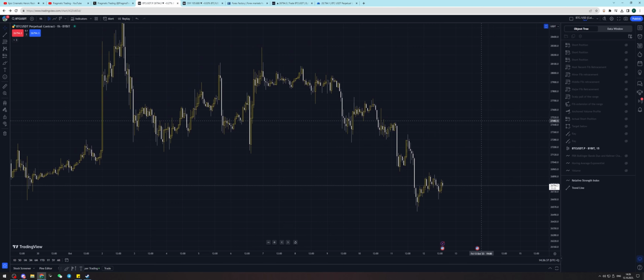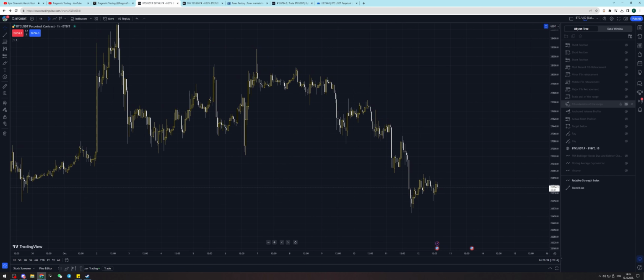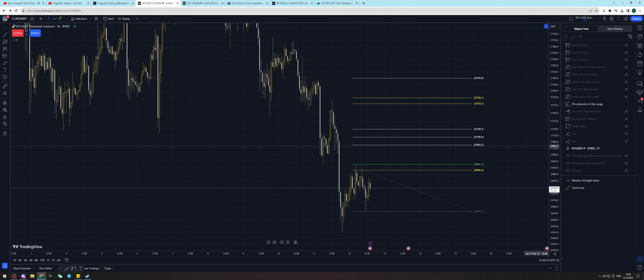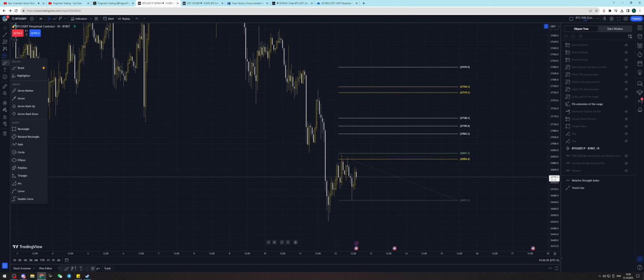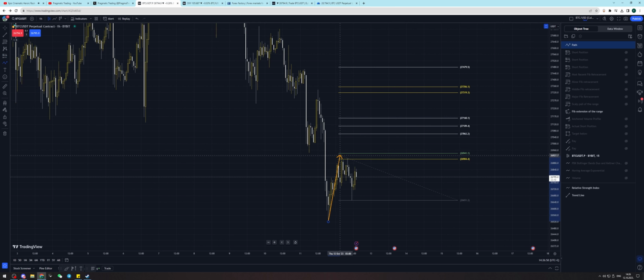How did I get them? Well, let's be precise, let's be concise. First, we have the fib extension of the range, right? What do I measure here? Well, once again, I'll show you. We are measuring the upwards potential of this swing. Okay, so it can go here, it can go higher, etc.